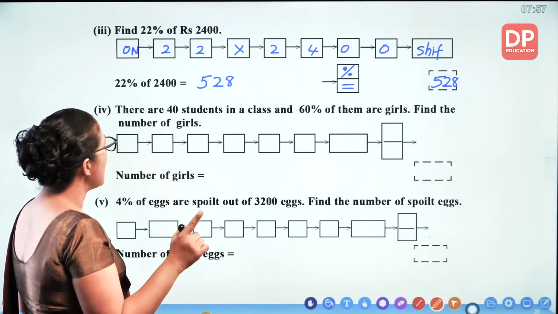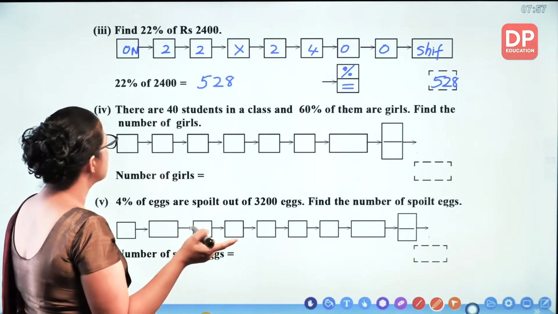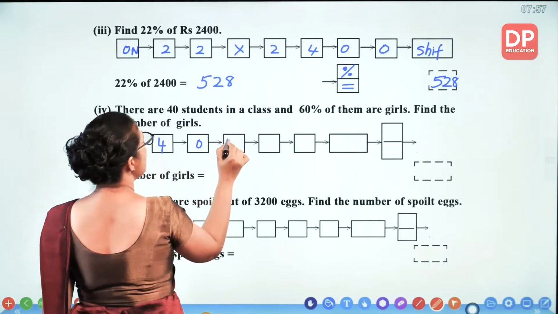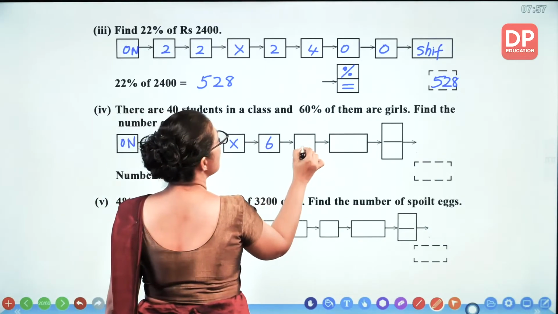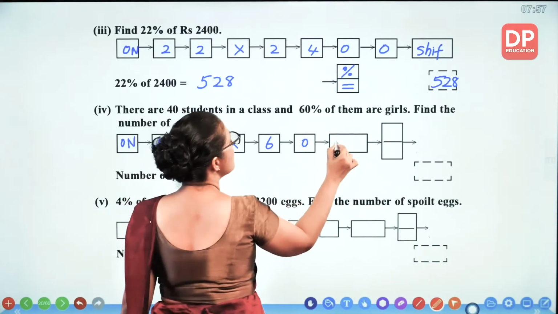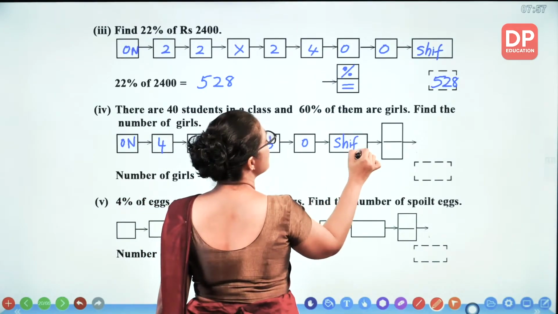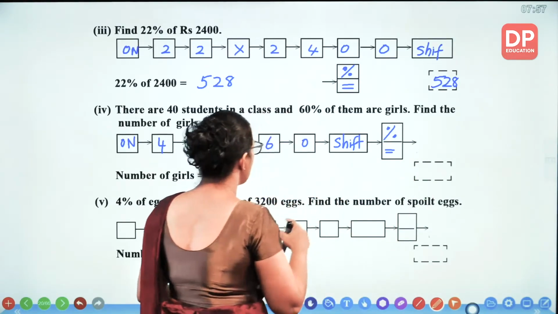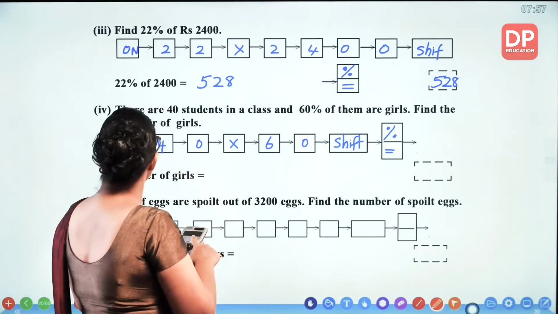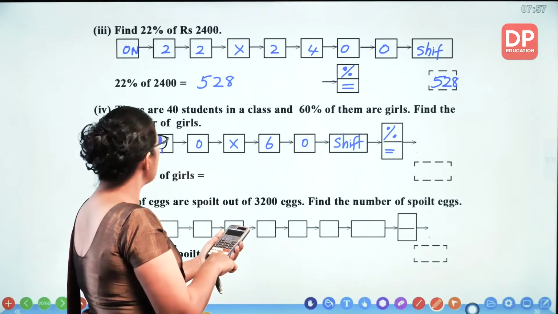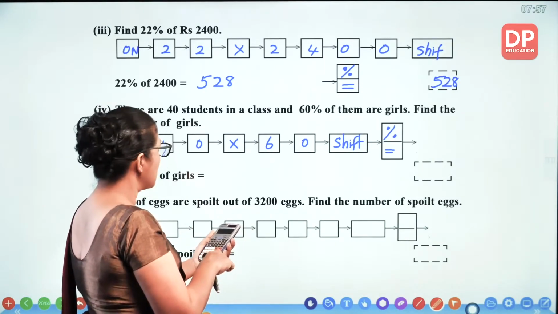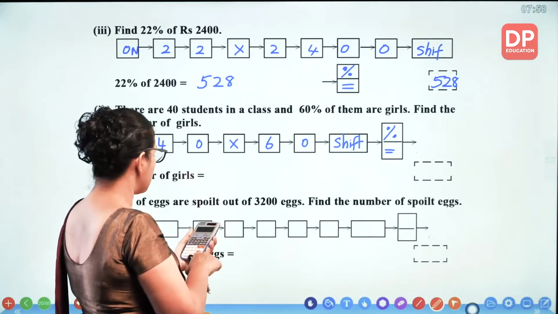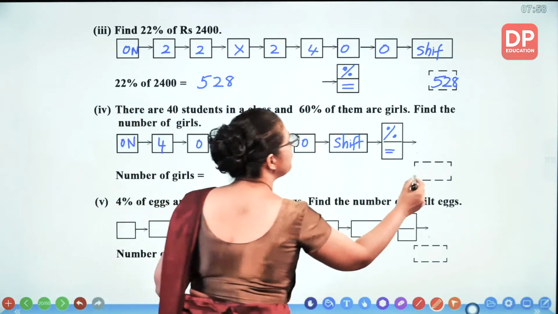So you have to multiply 40 and 60. So switch on, 40 into 60 and then shift with the percentage sign. 40 into 60 and the answer is 24.